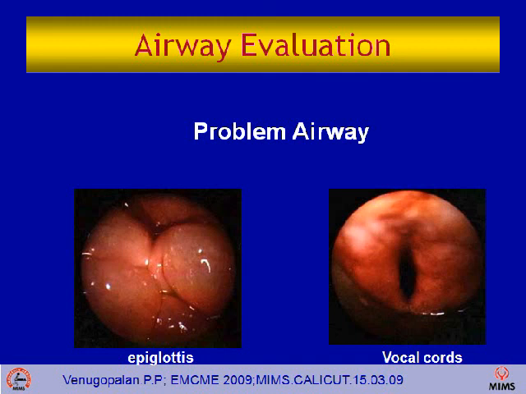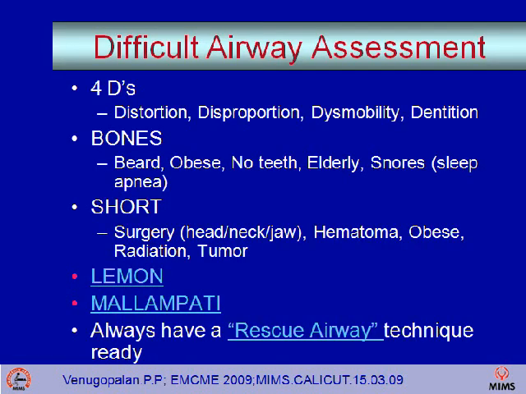So, how will you evaluate the airway? Airway evaluation is a mandatory step before any intubation, before any RSI. So, look at whether there is any airway problem, look at the epiglottis, look at the vocal cord. There are many mnemonics to remember the difficult airway. One mnemonic is the 4 Ds. The 4 Ds include distortion, disproportion, dysmobility, dentition.